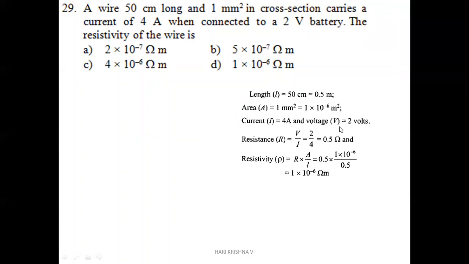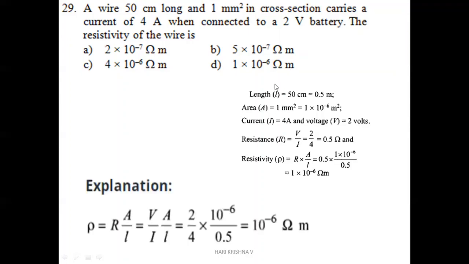Current 4 amperes, voltage 2 volt. So resistance, according to Ohm's law, R is equal to V by I. So 2 by 4, 0.5 ohms. They are asking us to find the resistivity. Resistance is directly proportional to length divided by area, so resistivity is R into A by L. So 0.5 into area 1 into 10 raised to power minus 6 divided by 0.5. We get 1 into 10 raised to power minus 6 ohm meter. Resistivity is in ohm meter, and conductivity is in ohm inverse meter inverse.